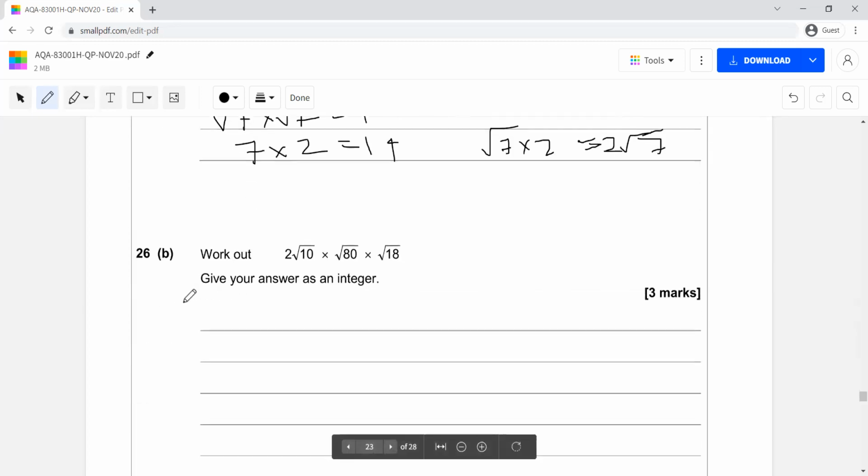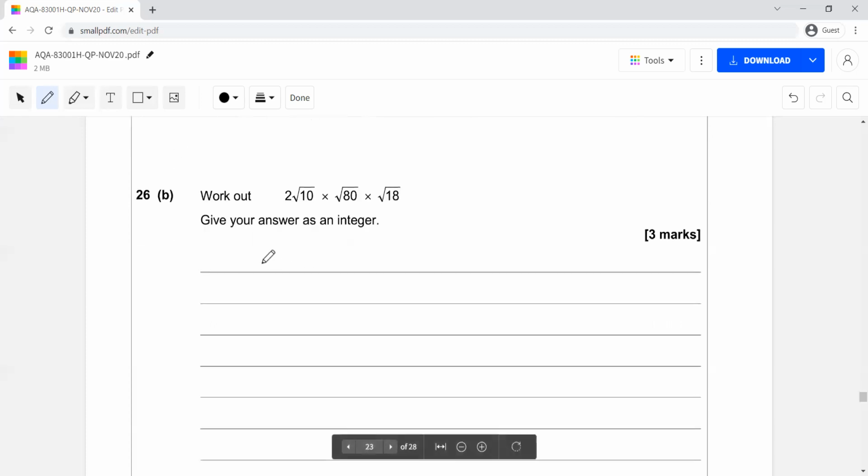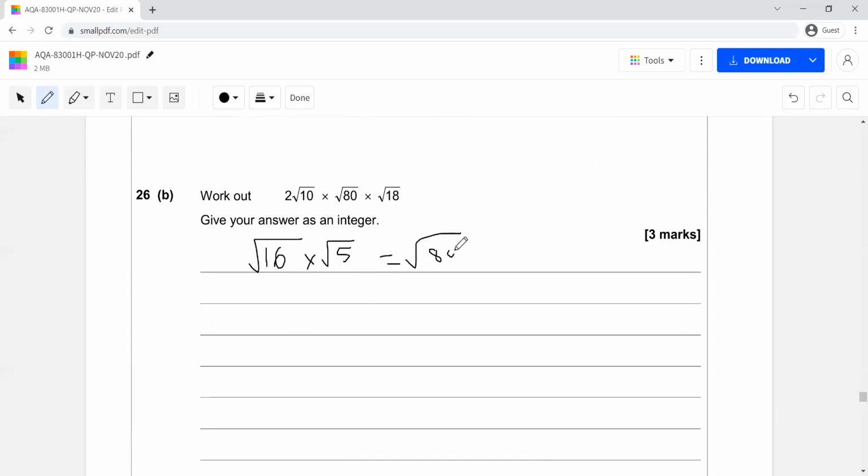Okay. Work out 2 root 10 times root 80 times root 18. Give your answer as an integer. Okay. So first, I'm going to work out what root 80 is as a simplified surd. We know that root 80 is root 16 times root 5, which is the same as 4 root 5. And root 18 is root 9 times root 2, because that's how you do it in terms of surds. So this is 3 root 2.